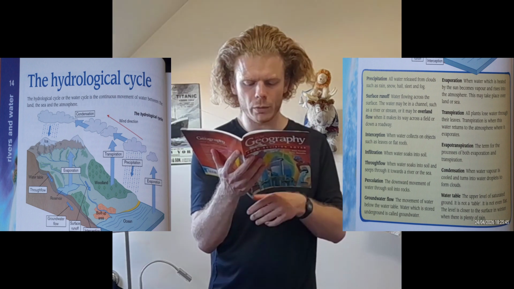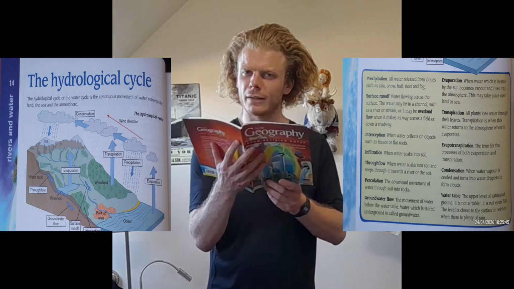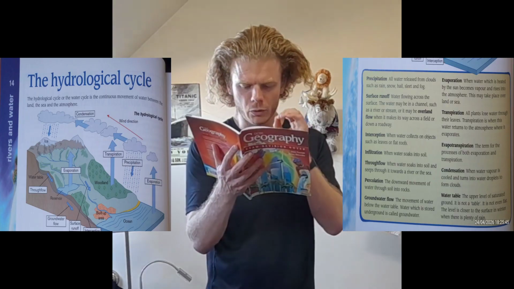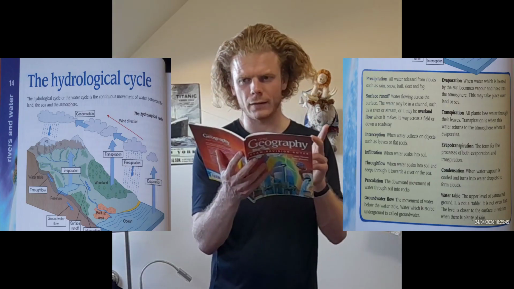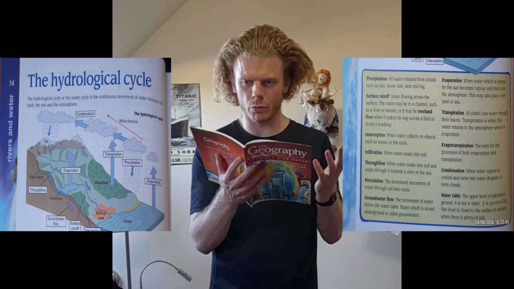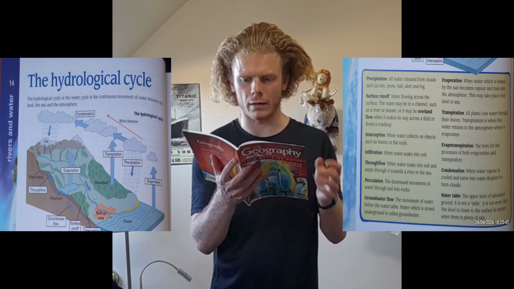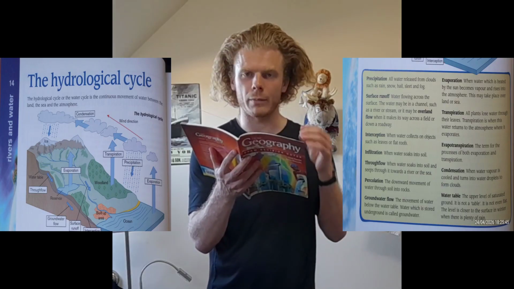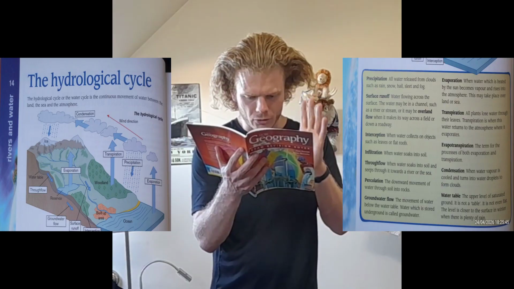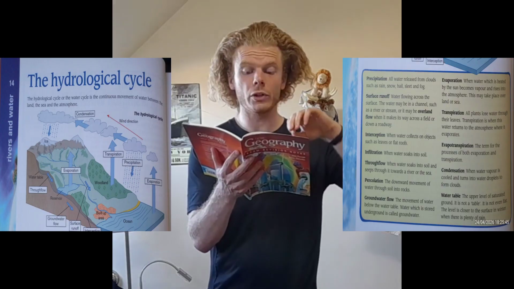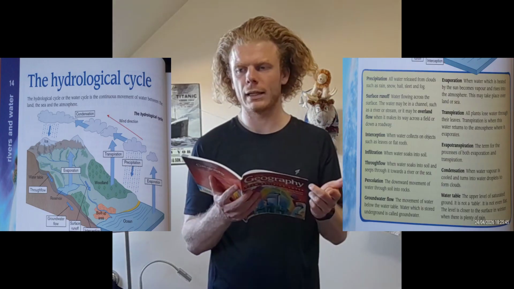I don't really know what they're talking about. Do they mean sweating? Transpiration. All plants lose water through their leaves. Okay, yeah. Plants have water in them, and then it goes out of them. A plant can be green and full of water, and after some time it is dry. Okay. Transpiration is when this water returns to the atmosphere where it evaporates.